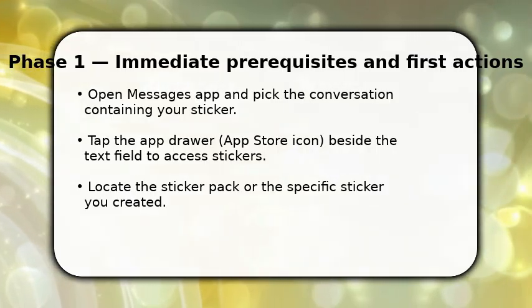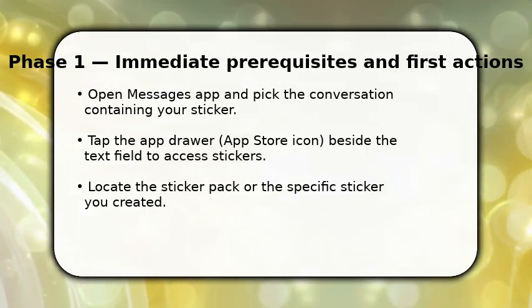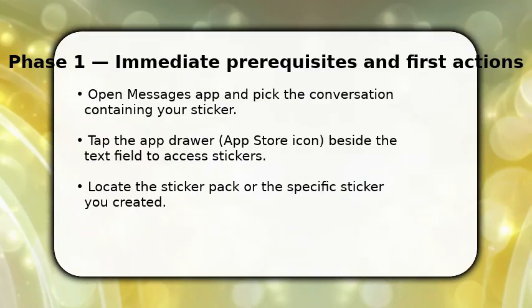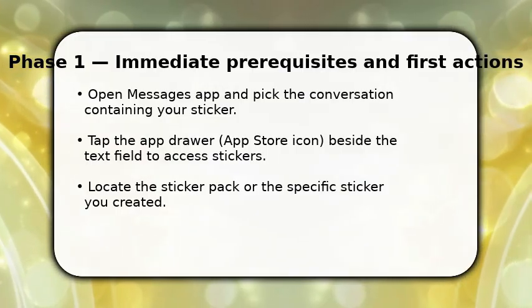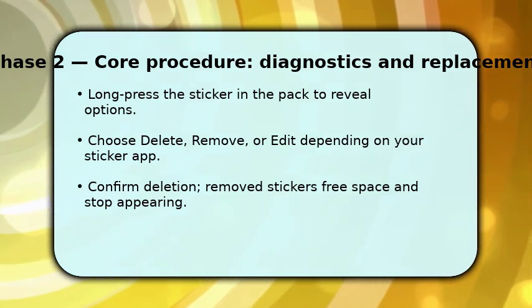Make sure to locate the custom pack you made. Tap it so you see individual stickers. This first action sets up the rest because deletion options appear when the right pack is selected. Now, long press the sticker thumbnail inside the pack to bring up options.